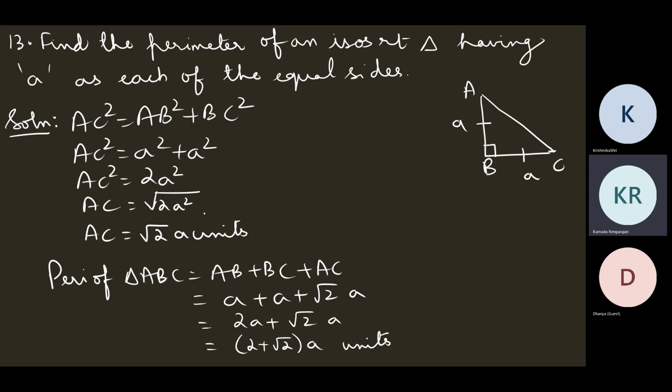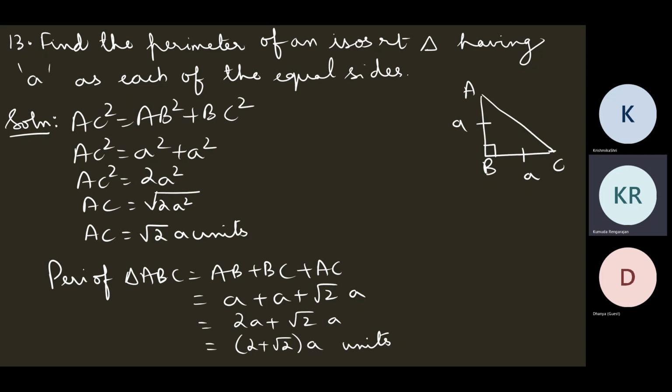So root of 2A squared. Root 2 remains under the square root. A squared comes out of the square root as A. So root 2A units. AC is equal to root 2A. Now perimeter is A plus A plus root 2A. A plus A is 2A, plus root 2A. You can take out A common. So you'll get 2 plus root 2 in the bracket. So (2 plus root 2) A units.